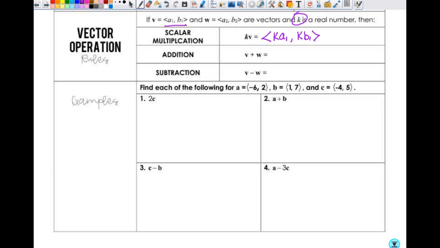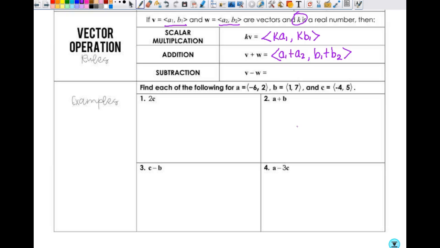Addition is super simple also. And remember, we are using these two up here. If I'm going to add these two vectors, it looks like this: a1 plus a2, comma, b1 plus b2. It's just like if you were to add ordered pairs. Same thing. You just literally add the x's, add the y's. We don't mix x and y.